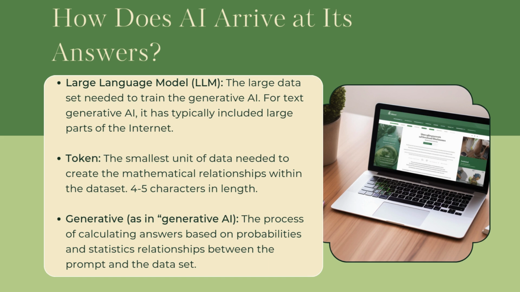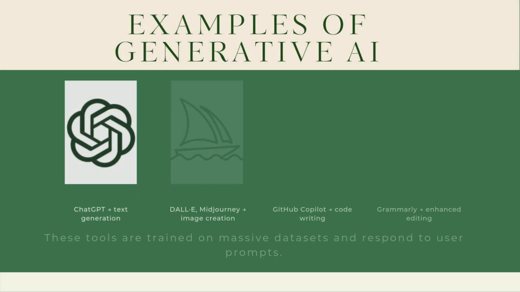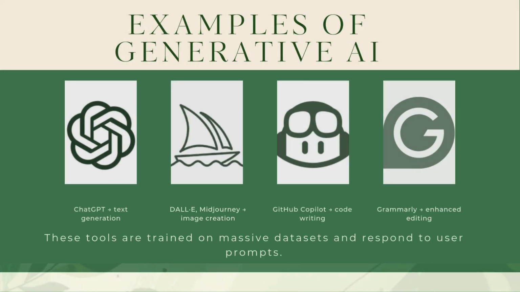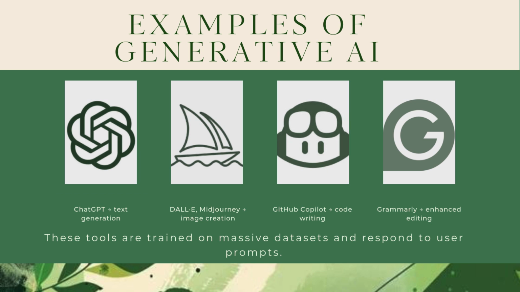not intent or consciousness. Some familiar tools that you may have used when you're exploring AI could be ChatGPT for text generation, and there are several text generators. Something like DALL-E or Midjourney for image creation. There's GitHub Copilot for writing code. And there's Grammarly, which enhances writing using AI. These tools all rely on patterns, probabilities, and prompts. It's essentially a computer doing a lot of predictive math. It's not thoughts or feelings or understanding that we're dealing with here.